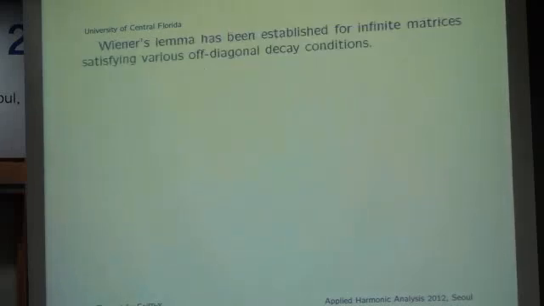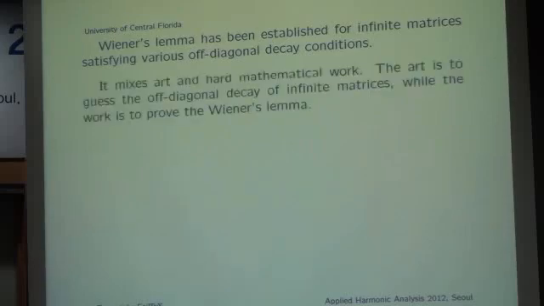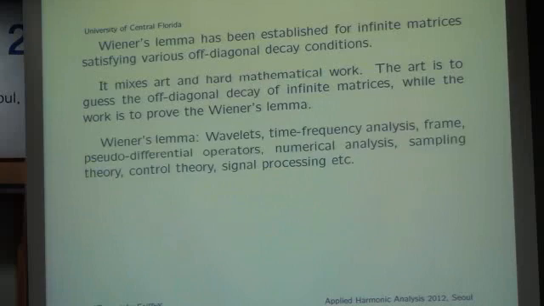So then how to understand Wiener's lemma? The philosophy behind the classical Wiener's lemma is that if an infinite matrix has certain off-diagonal decay, then its reciprocal also has the same type of off-diagonal decay. That's the idea behind Wiener's lemma. But the problem is how to understand the off-diagonal decay. This is what we want to understand later.